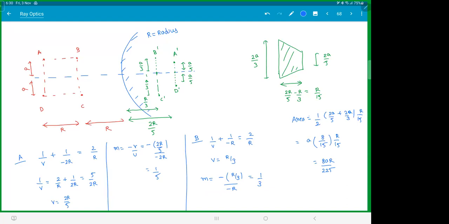Palak, Shanika. You're right. Please check your calculations. That's it.